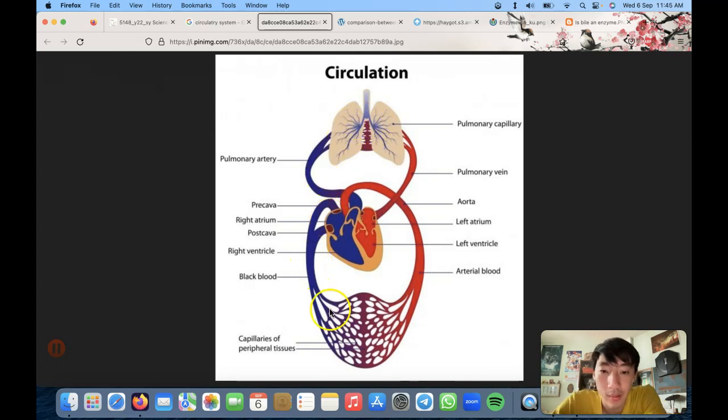We see that there's this part over here. This is your heart. The part that is this area here, this is what I call the veins. The veins carry blood back towards your heart. Okay, and then what about the arteries?